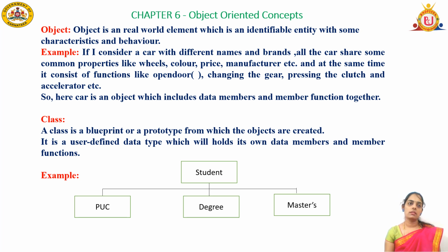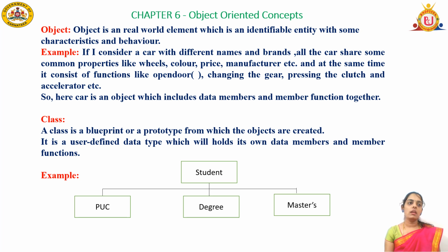Next one is class. We now know what objects are, as objects are nothing but real world entities and each object has data members as well as member functions. So in an object, only its function has the ultimate authority to access the data. No other function can directly access the given data.